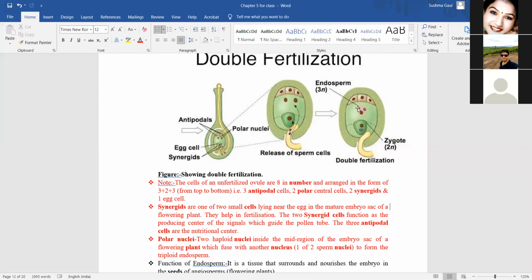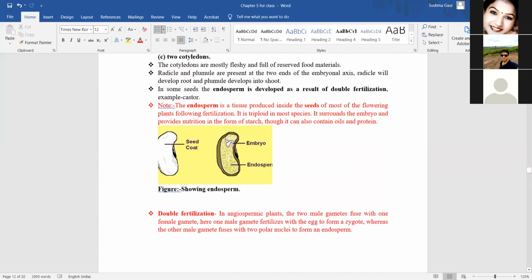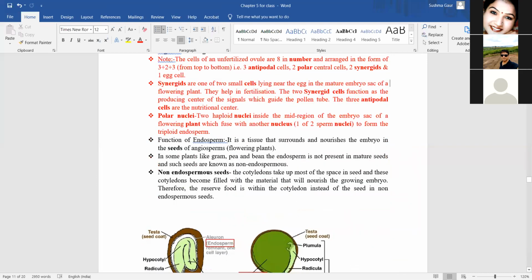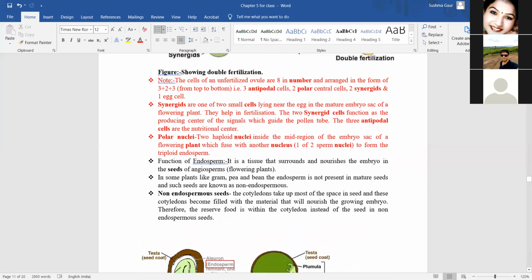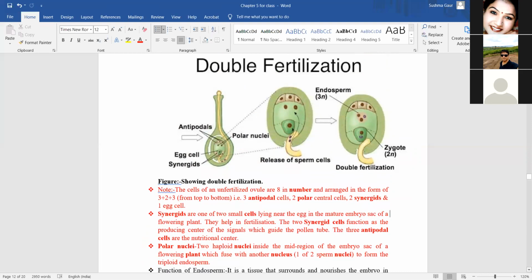This situation is known as double fertilization and triple fusion, and this is responsible for formation of endosperm in case of many seeds. समझ में आया श्रेया? It's a very important topic. एक और chapter में we will study this thing in very detail, but this is just an introduction. This is what is double fertilization.